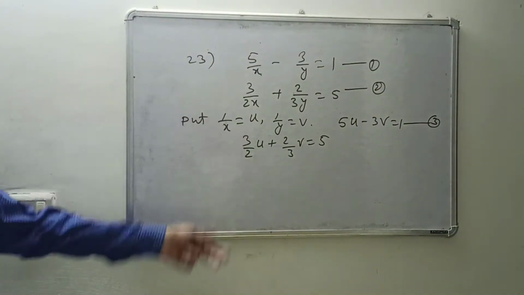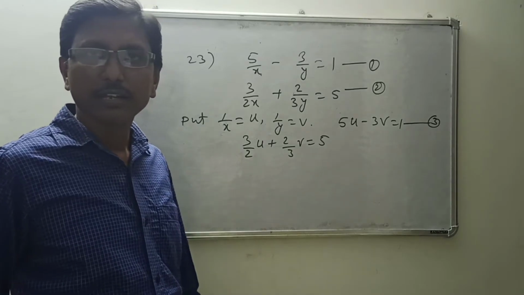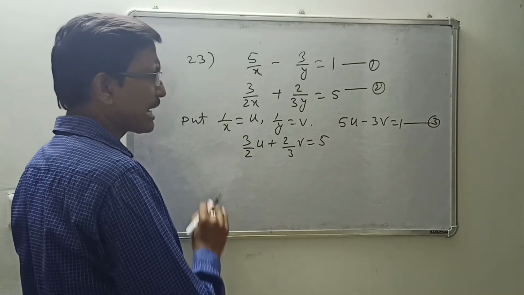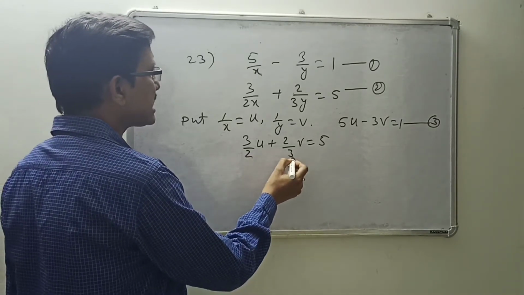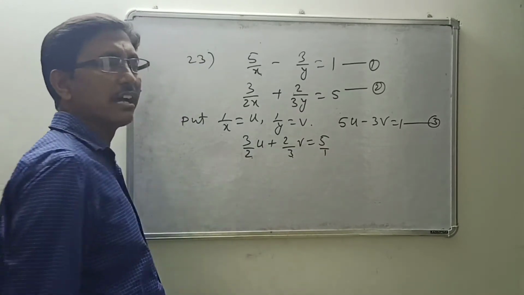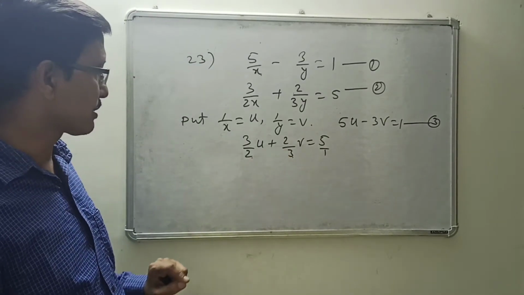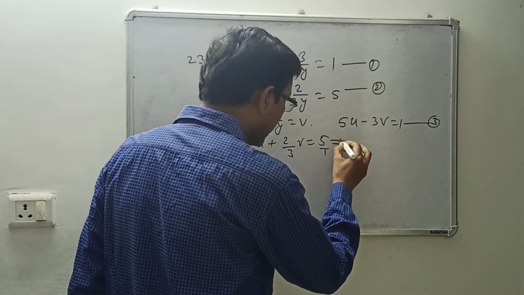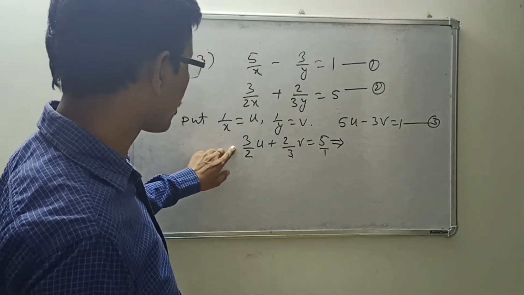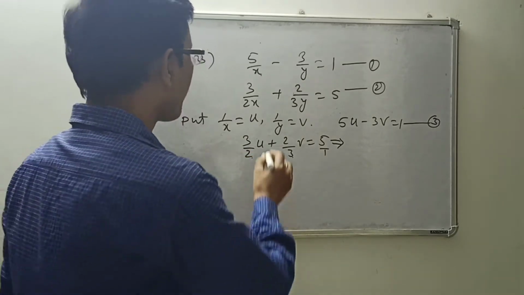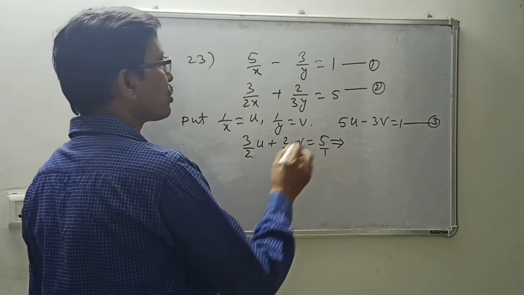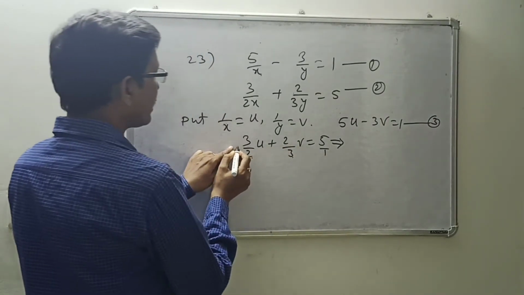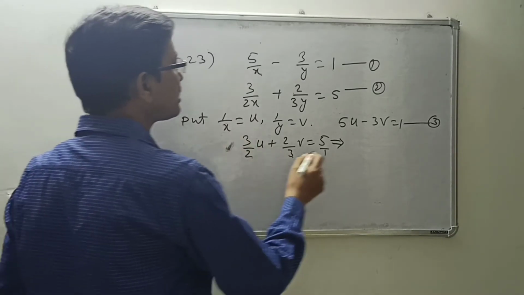See here also, another type of question is combined. Denominator you are having the number. The simplest way to solve this one, to make the simple form, multiply each and every term of the equation by the LCM of the denominators. See, 2, 3, 1. LCM is what? 6. If you multiply each and every term by 6, so 6 into 3 by 2u plus 6 into 2 by 3v equal to 6 into 5. If you multiply this one by 6, what will come? 2 times 3 is 6, so ultimately 3, 3, 9.